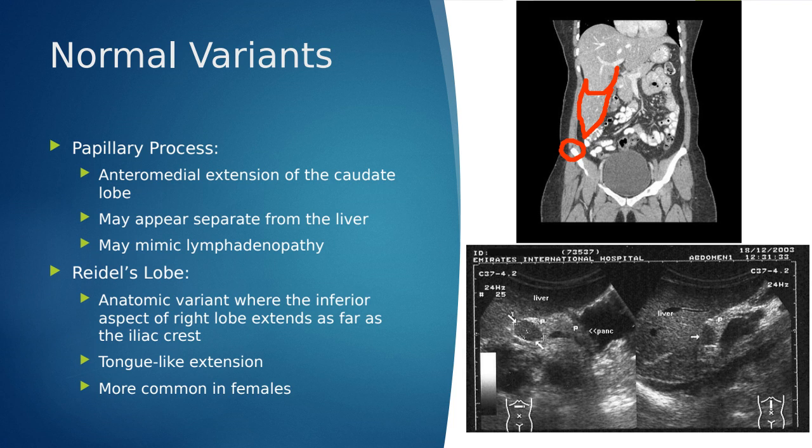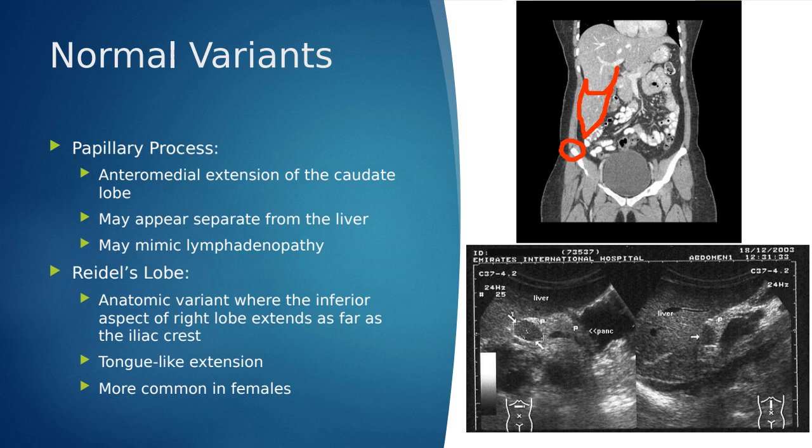Then we have a papillary process. This is going to be in the area of our caudate lobe. It can mimic a lymph node in that region. So sometimes they'll go for follow-up imaging just to prove that it's a papillary process. It's going to be very similar in echogenicity to the liver. It can also be confused with the caudate lobe.